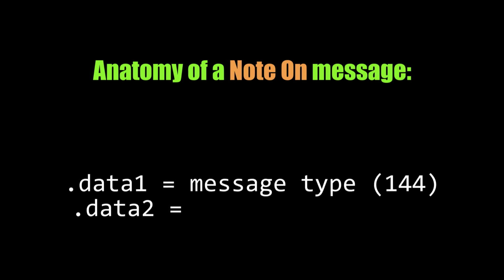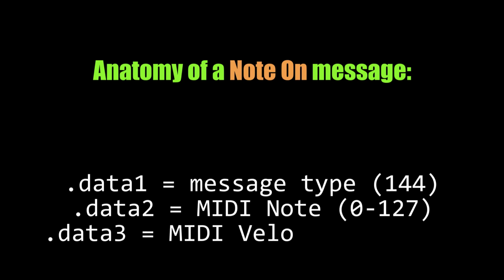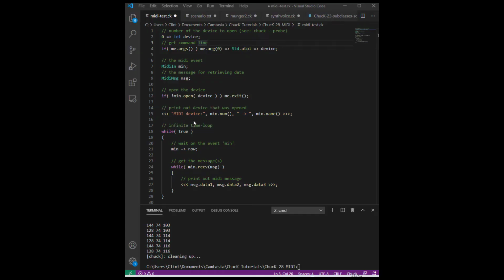For example, a note on message contains 3 values. data1 contains a 144, which is the code for a note on. data2 is the MIDI note number, and data3 is the velocity, which represents how fast the keyboard key hit the keybed. Helpfully, one of the ChucK examples can help us figure out what's going on. I've copied it into a script.